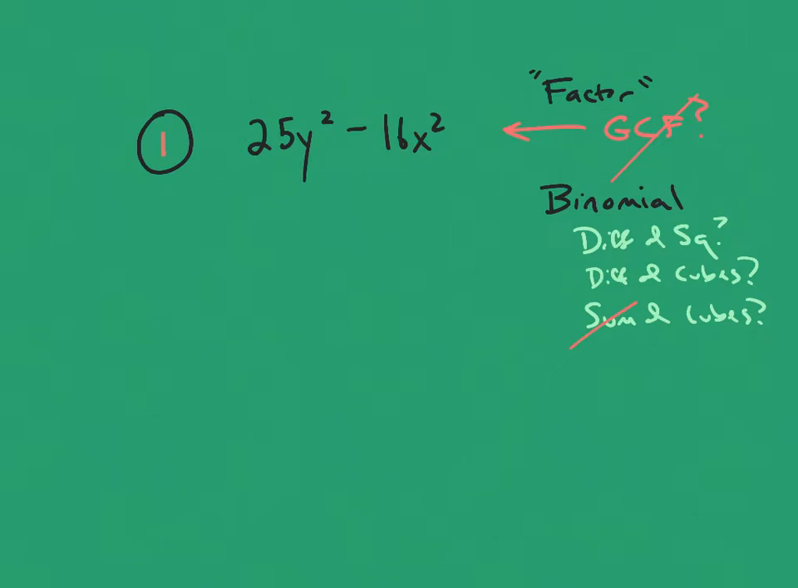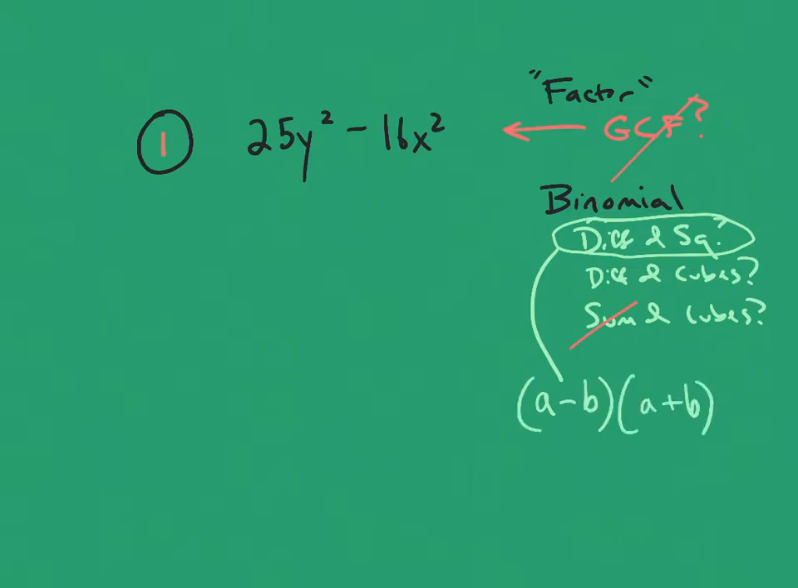So this one is the difference of squares. And the formula for this is A minus B, A plus B. And in this case, A is going to be the square root of the first one. So the square root of this first term. The square root of 25 is 5, since 5 times 5 makes 25. The square root of y squared is y, since y times y makes y squared.